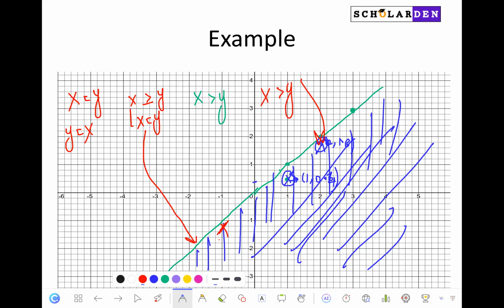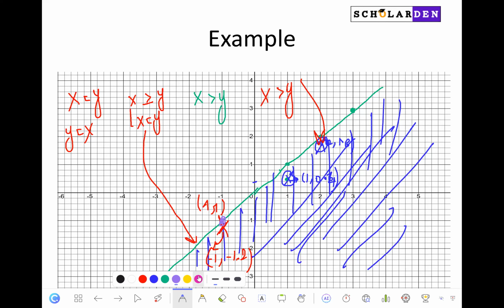Over here, x is -1, but y is -1.2. Because this point is -1 and -1 over here. Let me quickly change the color. This point is -1 and -1. So if I go below this, what I'm actually doing is moving more towards the negative y-axis.